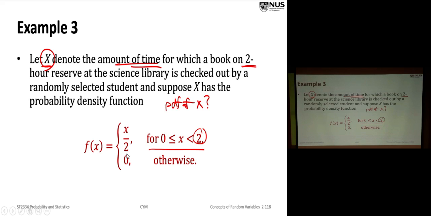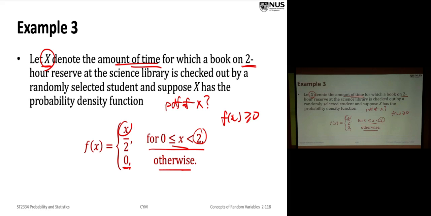Now, whenever you see something like this, a PDF, make sure that the 2 basic properties of a PDF are satisfied. First one, the function must be greater or equal to 0. f of x is bigger or equal to 0 for all x. In this case, it will be 0 if it's outside this range. Within this range, it is x over 2, and x is positive, so x over 2 is positive. So the first condition is satisfied.